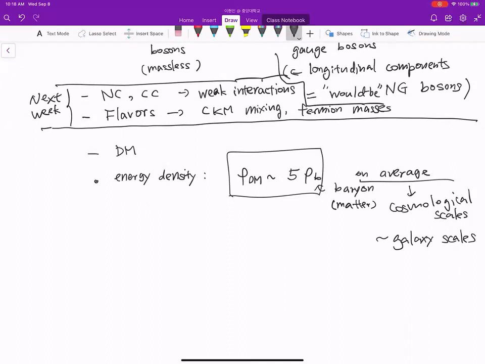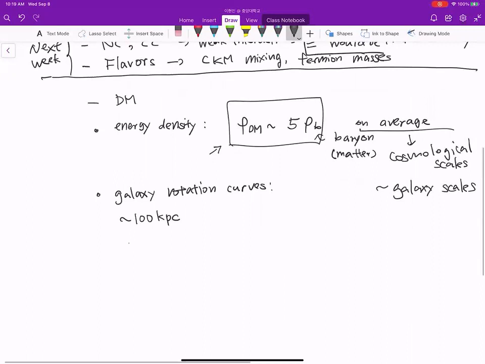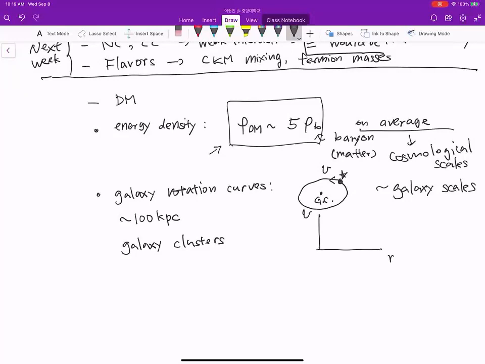Of course, there are a lot of evidences for this. Galaxy rotation curves, we know, extend on galaxy scales up to about 100 kiloparsec, and there are also galaxy clusters. Galaxy rotation curves are like this: here's the center, and a star orbiting around the center of the galaxy. You can measure its speed as a function of the distance from the galactic center.